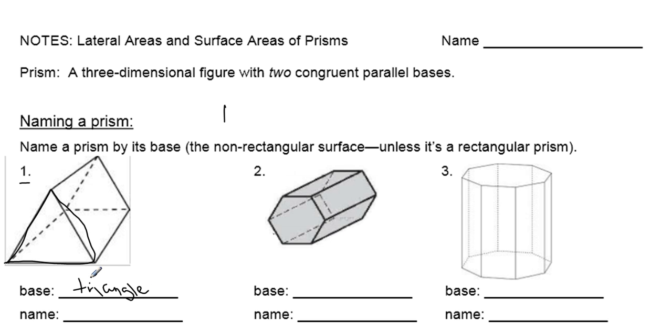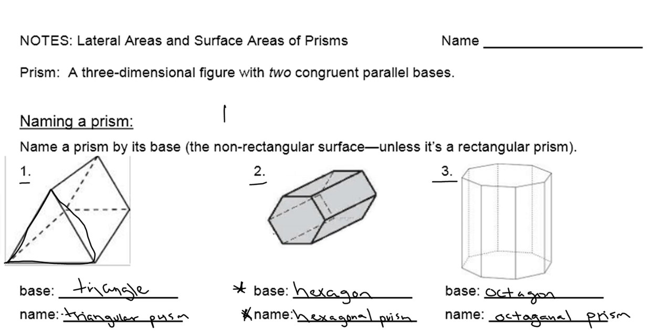And we would name the prism by its base. So this is a triangular prism. Okay, so for number 2 and 3, first identify what the base is and then name the prism. Number 2 has a hexagon for the base, and the name for that is a hexagonal prism. Number 3, the base is an octagon, and we call it an octagonal prism.